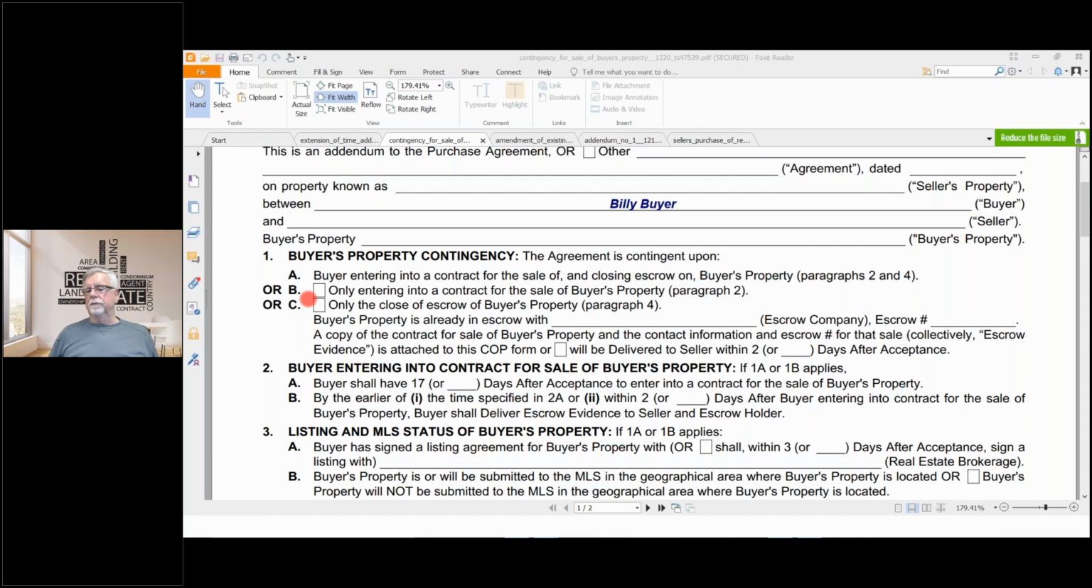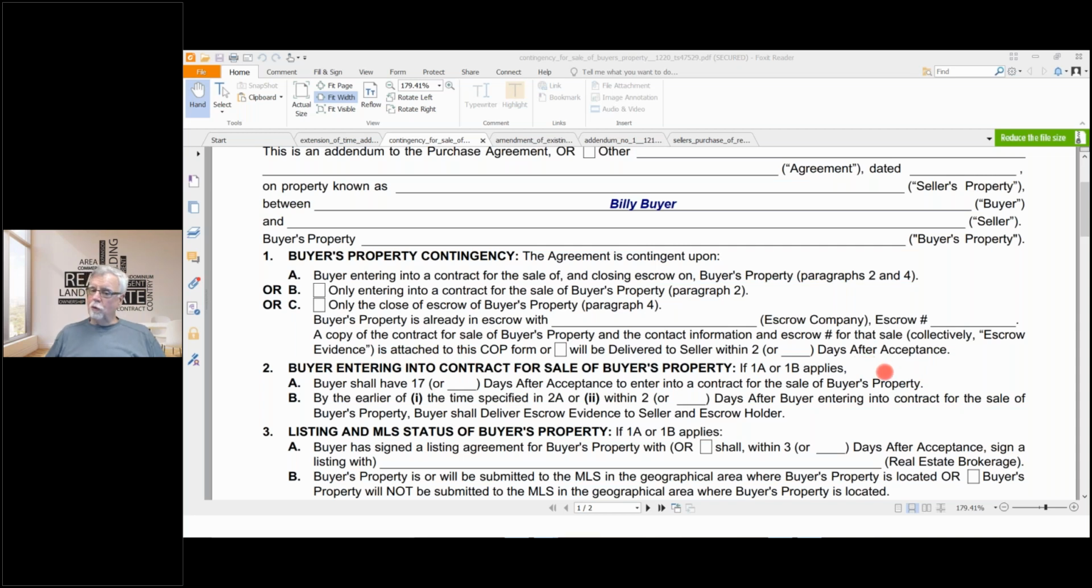Of course, anybody that wants these contingencies is too nervous to say just getting in the contract, because what if it doesn't close? Or only the close of escrow on the buyer's property. Buyer's property is already in escrow with, and there's a number. Now, this is better. If you're already in contract and you have an escrow number with an estimated date of closing and preferably a net sheet, this becomes a little easier to sell. A copy of the contract for the sale of buyer's property and the contact information and escrow number is evidence attached to the COP form. That's what this is called, or will be delivered within 2 days.